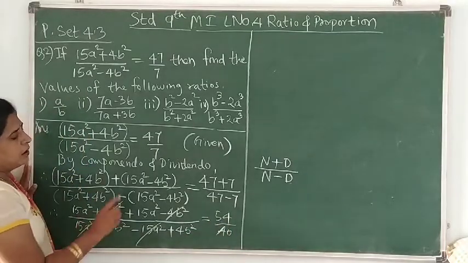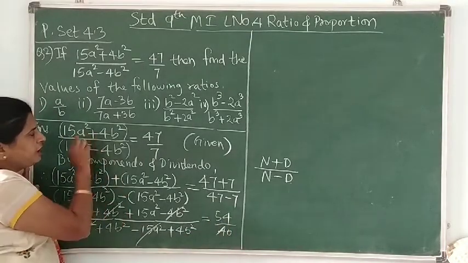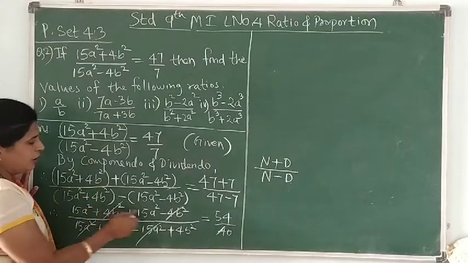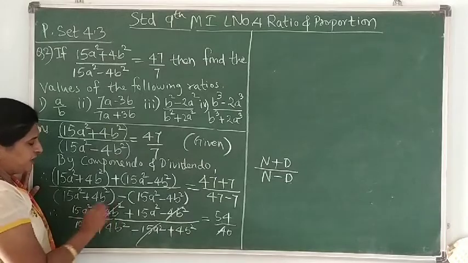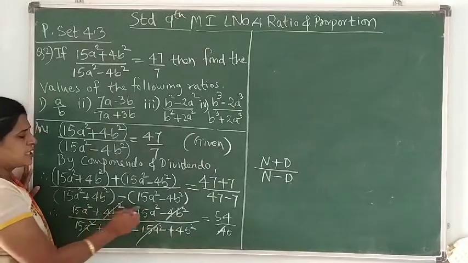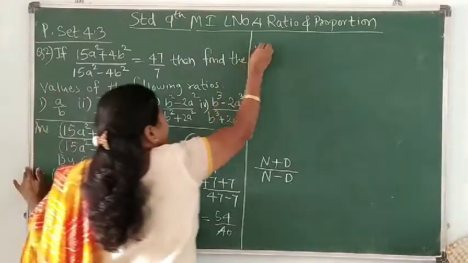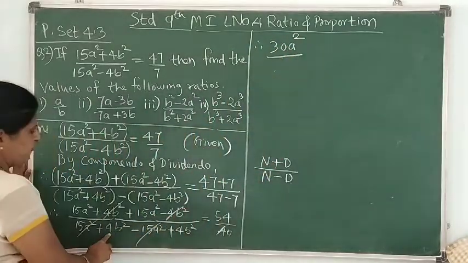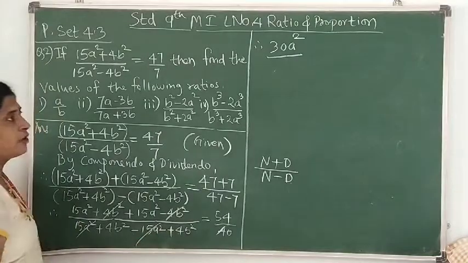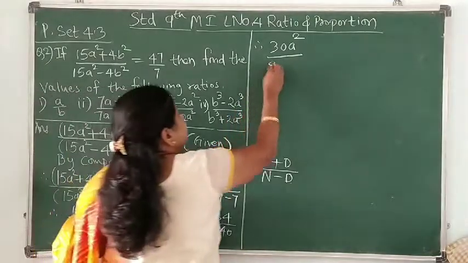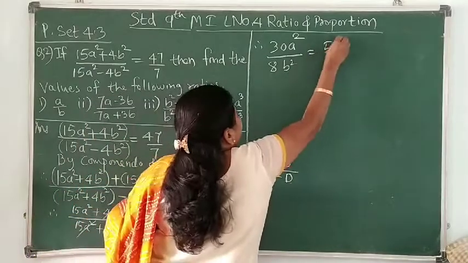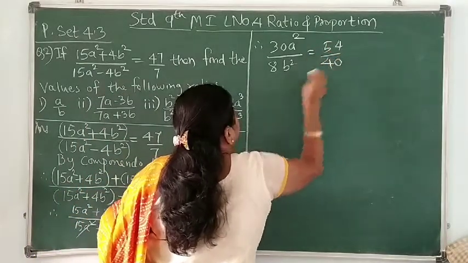So now the main thing is that here we were having two terms, different terms, unlike terms. Now we have two terms, but they are like terms which we can add further. 15a square plus 15a square, we will get 30a square, upon 4b square plus 4b square. You get it, 4 plus 4 is 8b square. That equals, on the right side, 54 upon 40.